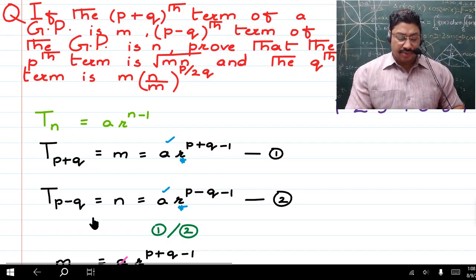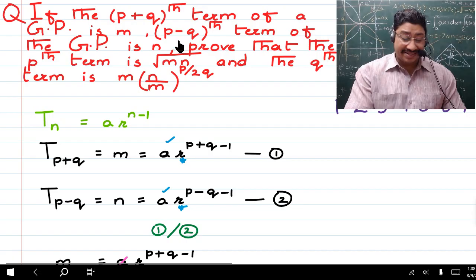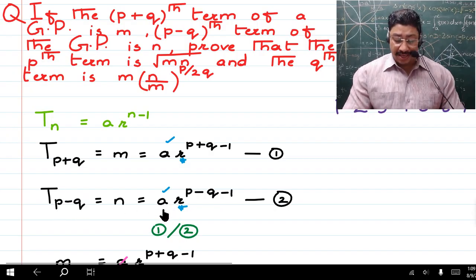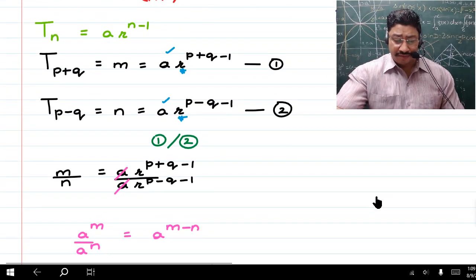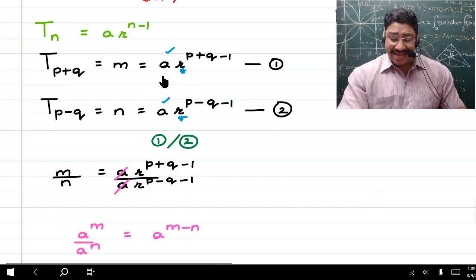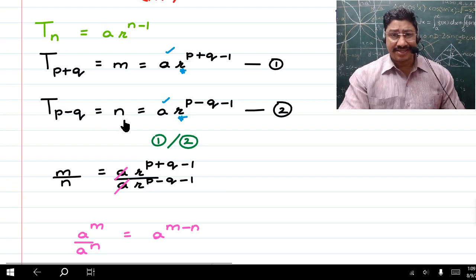Next, after this we also have the p minus qth term which has been given to us, and that is n. As such, n, which is the p minus qth term, can be written to be equal to a r raised to the power p minus q minus 1, right? Now after this children, next we talk about removing one of the two variables. Like we've already discussed, there are two variables here. One of the variables is a and the second variable is r. We've got to treat p, q, m and n like constants, that is just like numbers.